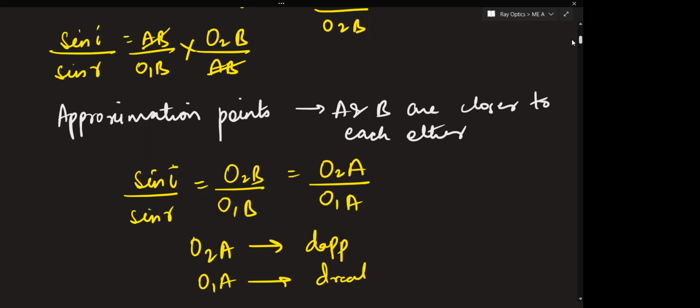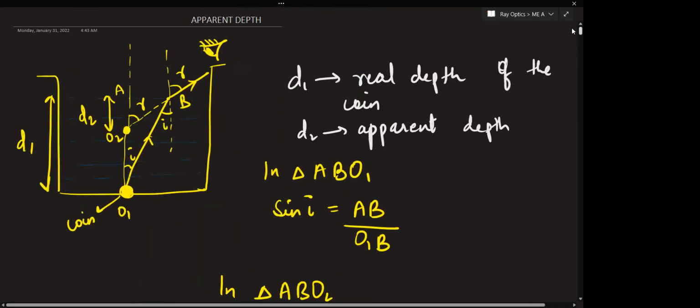Ma'am, what is O2A? O2A is this, the apparent depth where the object appears. This was actually O2B, but since point B and point A are very close to each other, using approximation you can replace B by A. So that makes it O2A, the apparent depth of the object. It means the object is not here, the object is kept here only. But because refraction has occurred and light travels in a straight line and that line falls into our eyes, we notice it here. Got it?